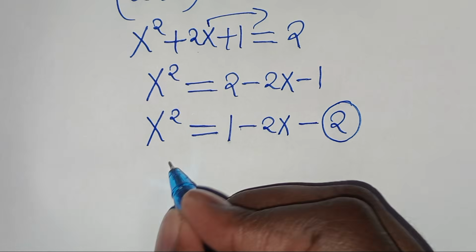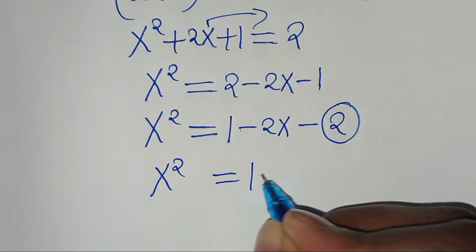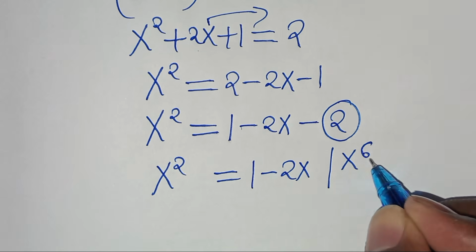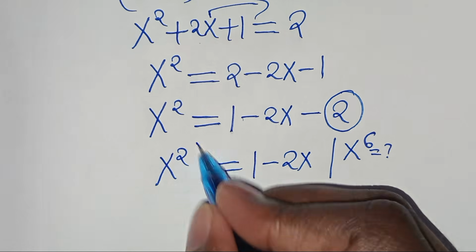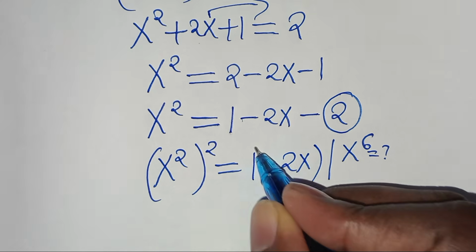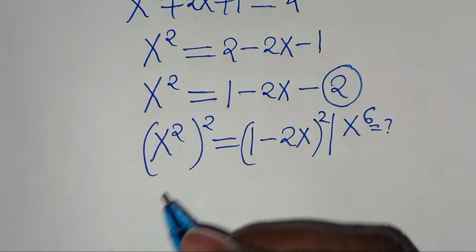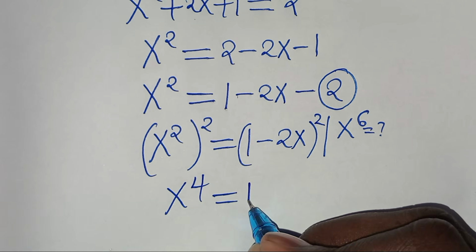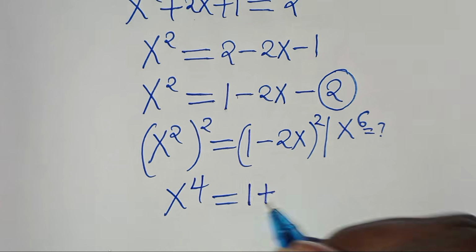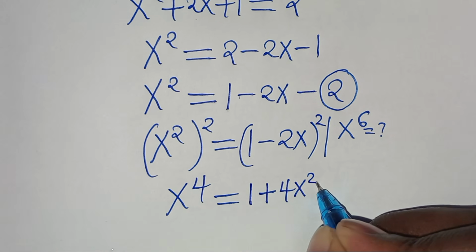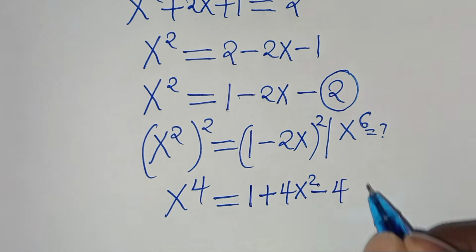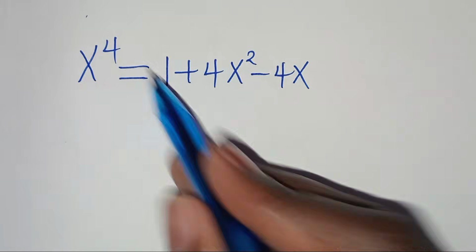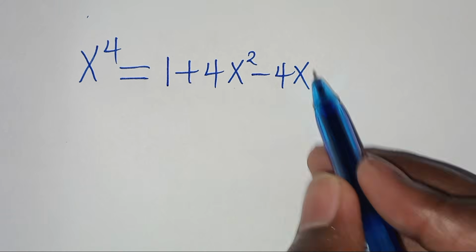The next step is that we have x to the power of 2 equal to 1 minus 2x. Since we are solving x to the power of 6, let's continue to expand here. Let's square on both sides, so that now x to the power of 4 is equal to, let's expand this, 1 squared which is 1, plus 4x to the power of 2, minus 4x. Now x to the power of 4 is 1 plus 4x to the power of 2 minus 4x.